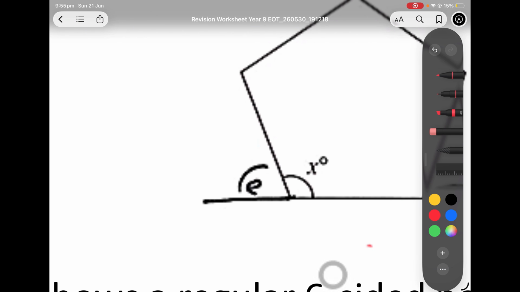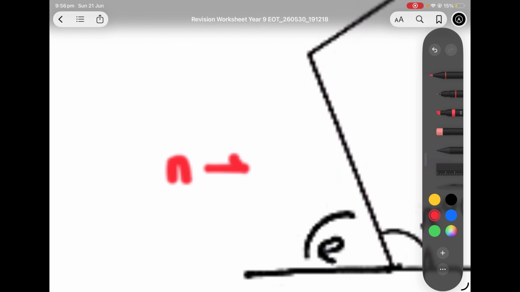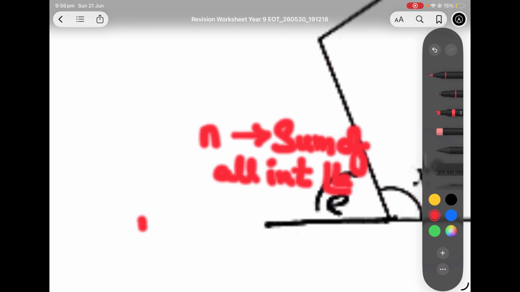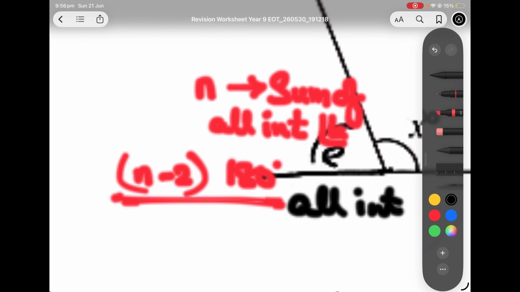Then after that we have another rule. The rule is that when you are given the number of sides and you have to find the sum of all interior angles, the formula is n minus 2 times 180. This is for all interior angles.